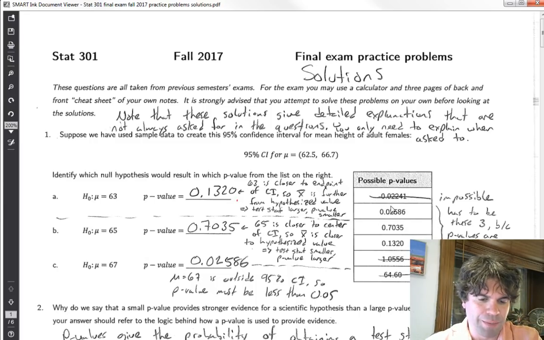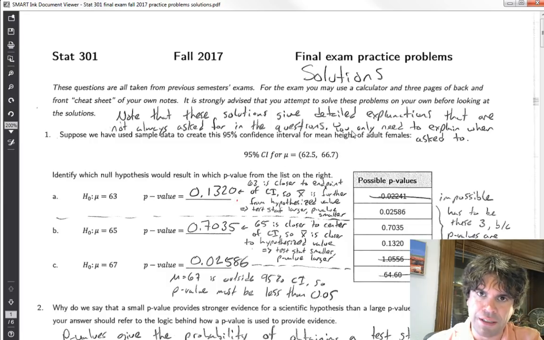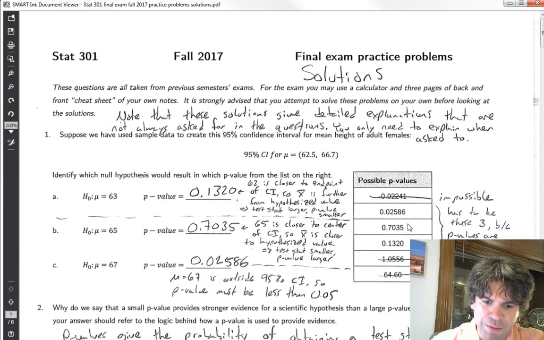So one of them is going to correspond to a hypothesized value that is outside of the corresponding 95% confidence interval, and this value here, mu equals 67, that is outside of this confidence interval. It's just to the right of 66.7. So that's got to be the smallest p-value, and then you've got to decide between these two.